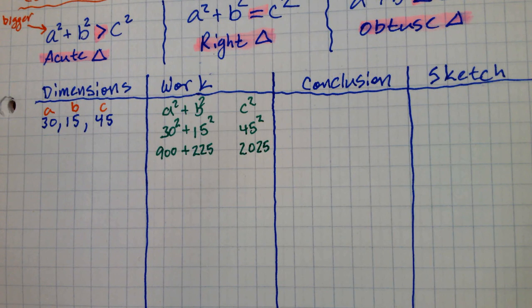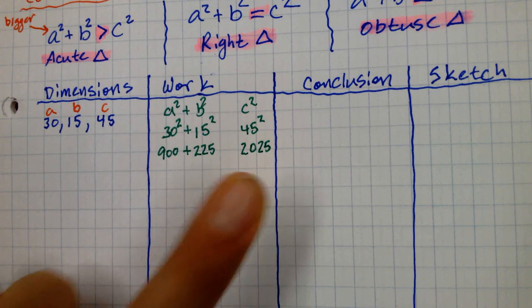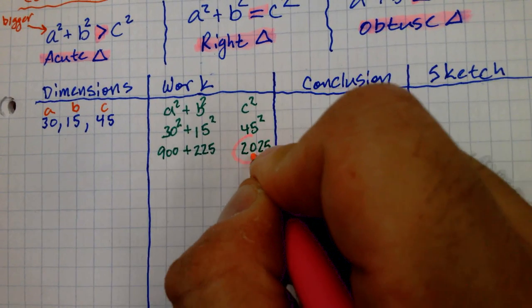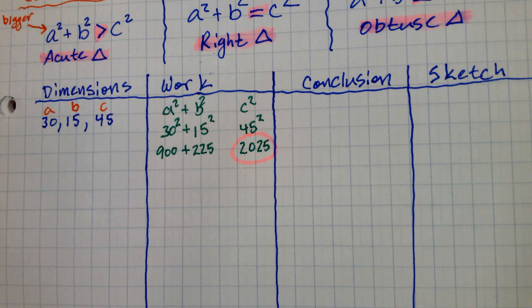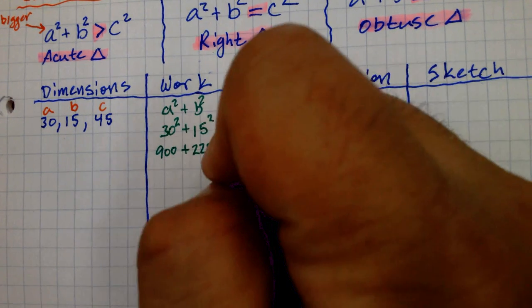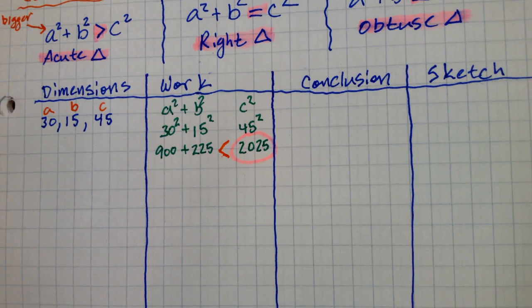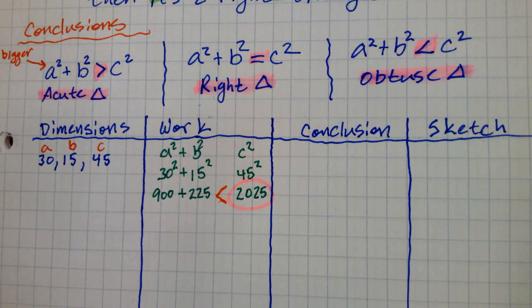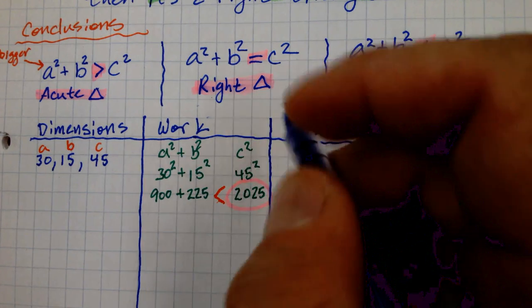So which one is bigger? The 900 plus 225 or 2025? Which one is bigger? 2025 is going to be bigger than that. So remember, the crocodile eats the bigger number. Which case do we have? Acute, right, or obtuse? Obtuse. Turns out we have an obtuse triangle.